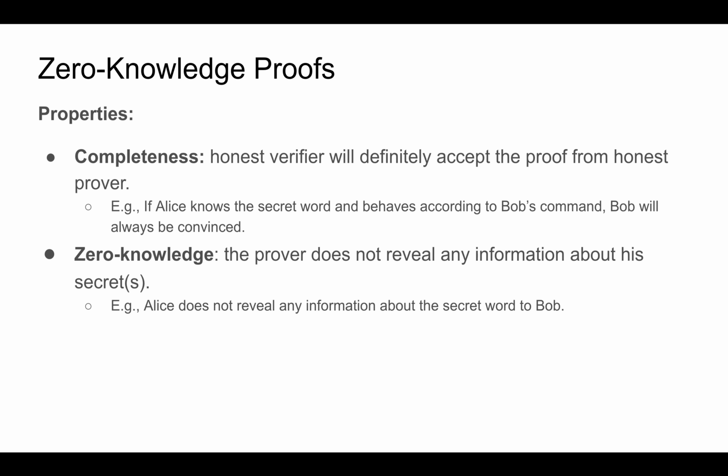The second property is called zero knowledge, which means the protocol is secure against a malicious verifier. That is, the prover does not reveal any information about his secrets. Recall that in the example, Alice does not reveal any information about the secret word to Bob.